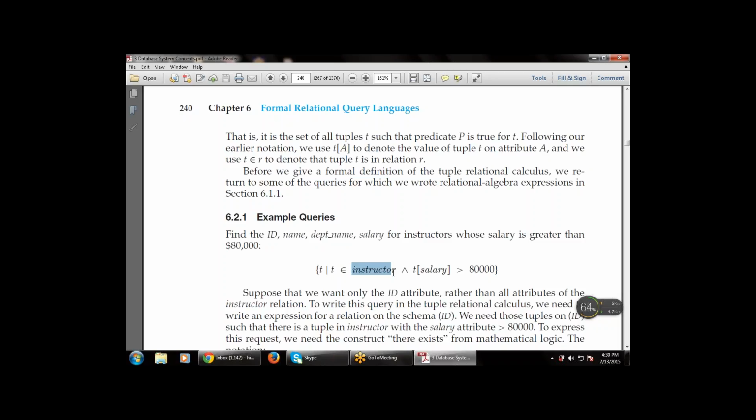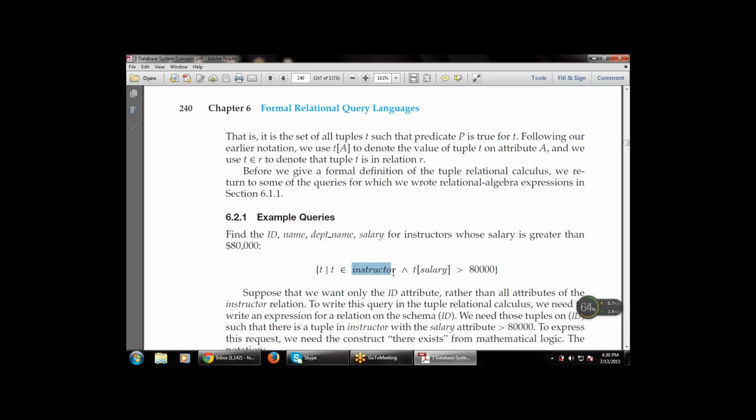Suppose that we want only the ID attribute, rather than all the attributes of the instructor relation. Whatever the table that is denoted, we want only the ID attribute. To write this query in tuple calculus, we need to write an expression on the schema ID. So only one attribute is required, that is the ID.